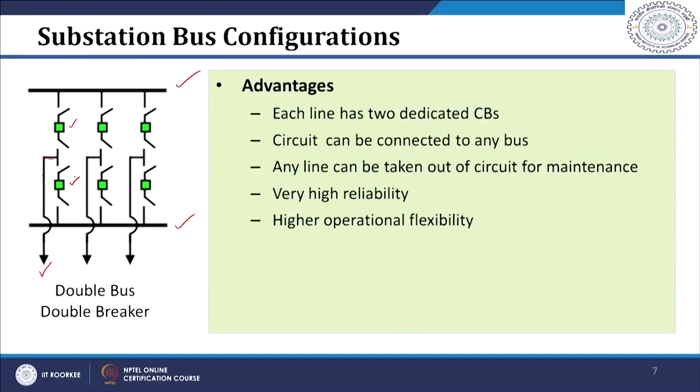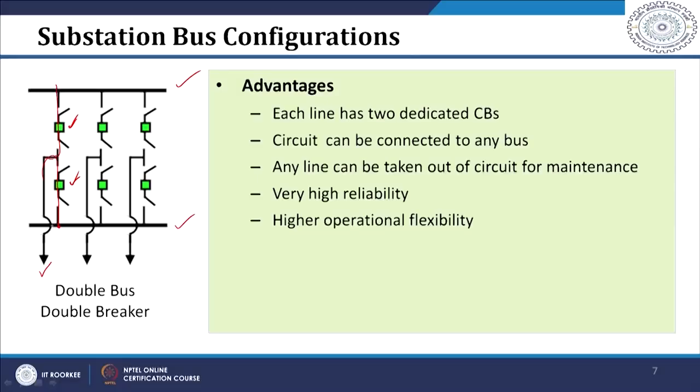If you see the advantages of this scheme, each line has 2 dedicated circuit breakers. As I told you, there are 2 circuit breakers which are dedicated to each line, therefore there is higher reliability of this particular scheme. Circuit can be connected to any bus. So this circuit can be either connected to this bus through this circuit breaker, or it can be connected to this bus through this circuit breaker. So it can be connected to either bus, which gives higher flexibility of operation.